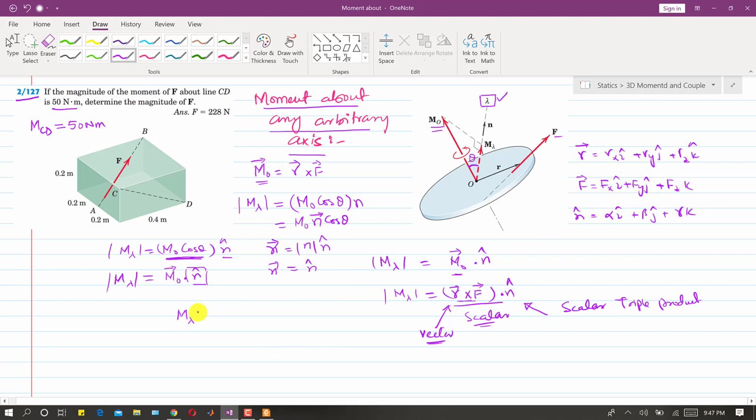So we will write M lambda magnitude, and we will write these. I will write Rx, Ry, Rz, then I will write Fx, Fy and Fz, and then I will write alpha, beta and gamma. And if we determine this magnitude, that will give us a scalar quantity, and that will be the magnitude of this M lambda. So this is called the scalar triple product, right? So we will use this same concept in this problem.